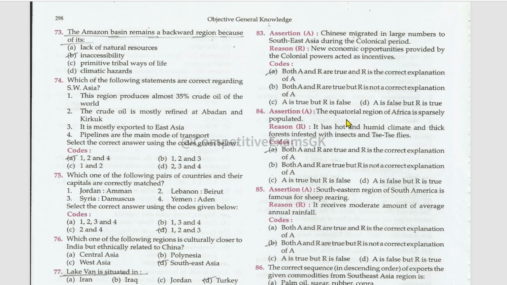Another assertion and reason. The equatorial region of Africa is sparsely populated. True. It has a hot and humid climate and thick forests infested with insects and tsetse flies. True, and this is the correct explanation for the assertion.